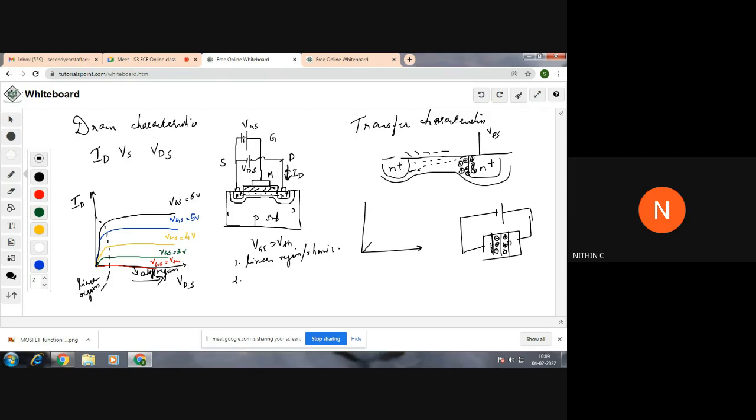Because for VDS, you can see the positive terminal is connected to the N region. So this reverse bias is increasing, which results in an increase in the electric field over here. Why is there an electric field? Because we have a positive and a negative region. Or you can say there is a positive potential developed inside the N region. Right? When we reverse bias a PN junction, in the N region you will have positive immobile ions. Is that clear?